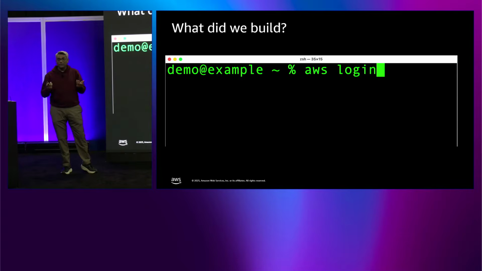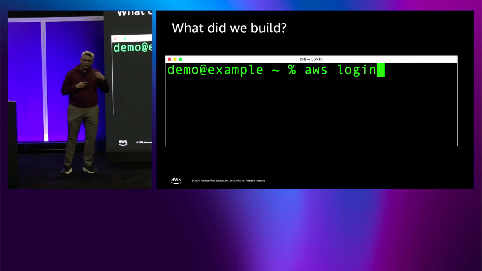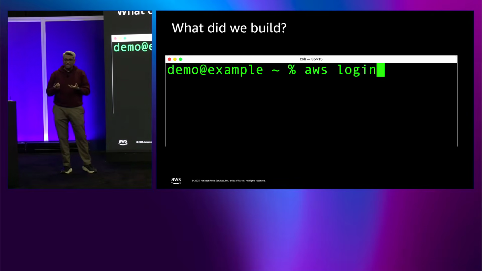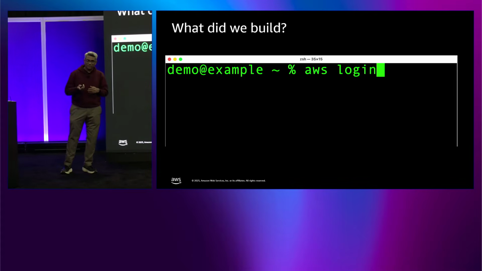So what did we build? When we started asking these questions, it led us to build AWS login. When you type AWS login on your favorite terminal application, you use the same credentials that you use to log into the AWS console for programmatic access from the command line. So you don't need to create a new identity, no more access keys for local development, and so on. So what happens when you do this?